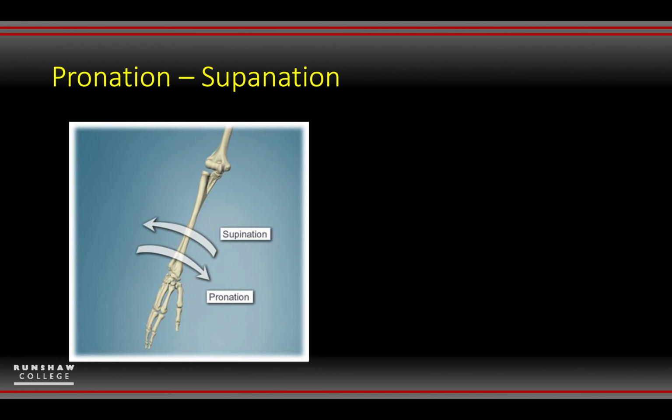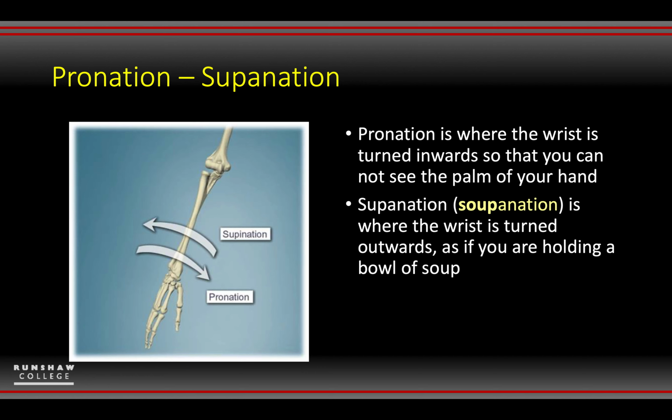Same with this one really for a cricketer, pronation, supination. This one would be easy to remember if you think of how you would hold a bowl of soup. So if you hold a bowl of soup with one hand, it would be palm facing up. Pronation would be facing down. So we've covered prone and supine, and it is within these words as well. So prone is face down, supine is face up.